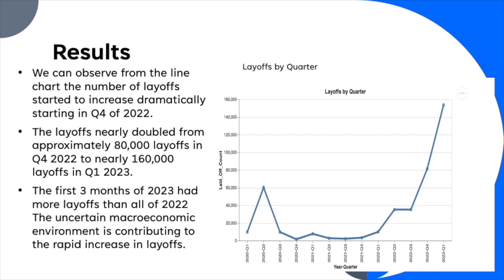So we can see from this line chart that layoffs by quarter started to increase dramatically starting in quarter 4 of 2022. The layoffs nearly doubled, from 80,000 layoffs in quarter 4 2022 to nearly 160,000 layoffs in quarter 1 of 2023. And the first 3 months of 2023 had more layoffs than all of 2022.